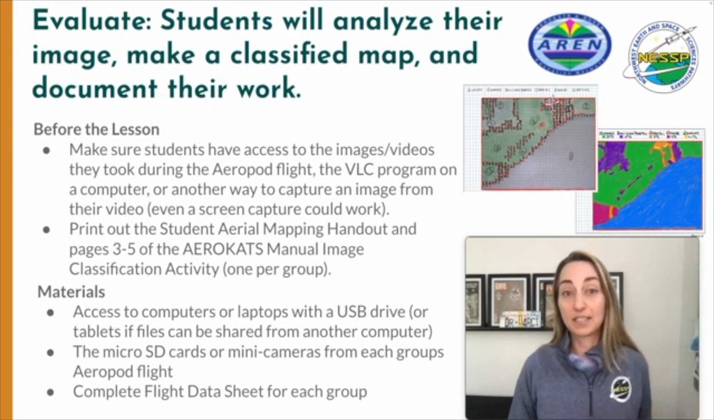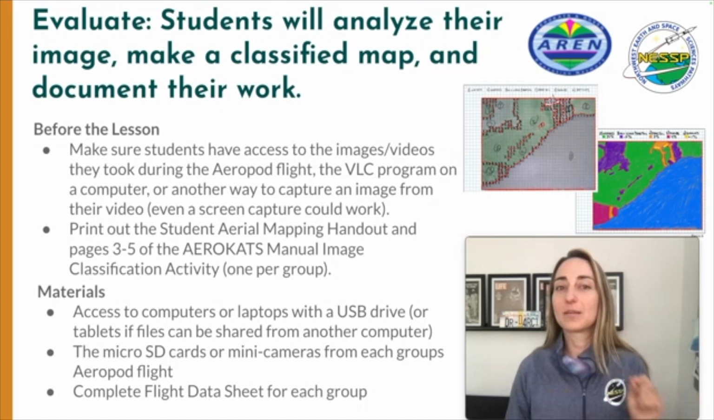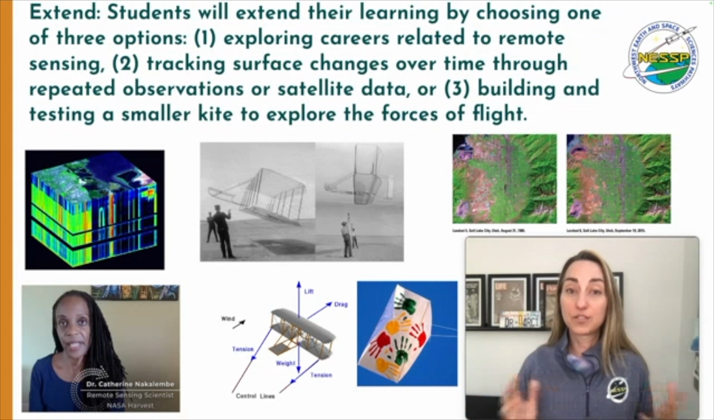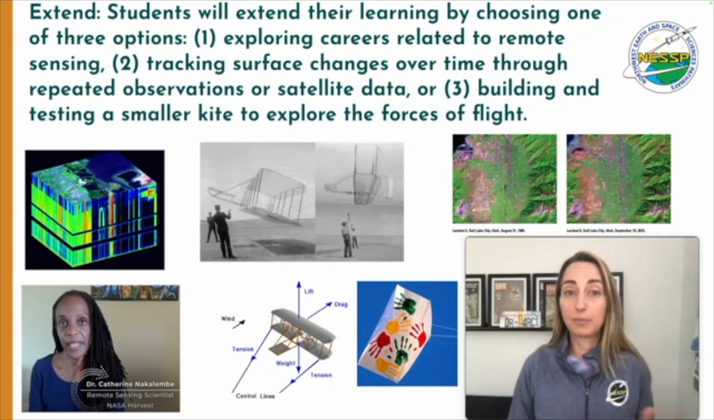This part of the lesson includes the final deliverables that are tied to Mission Objective 5, and so those deliverables should be compiled into each team's mission development log. This part of the lesson also includes 3 extension options, including exploring careers related to NASA and remote sensing, and the opportunity to observe changes over time by repeating the Aeropod mission, or they can use satellite imagery from sources like Google Earth or NASA Worldview, and we provide some links to help facilitate that.